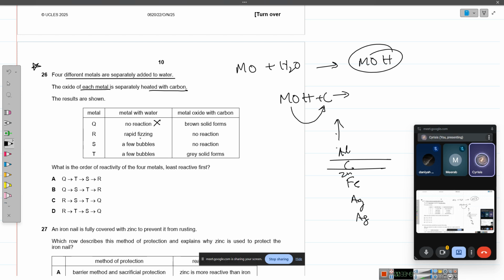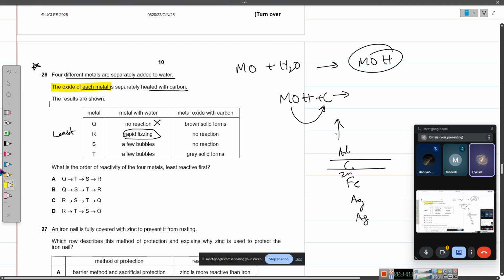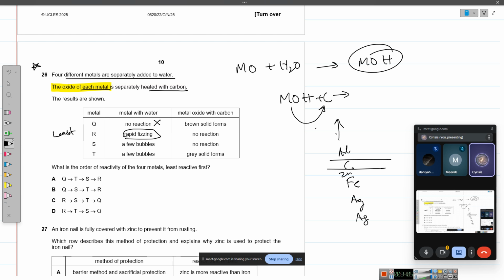Rapid fizzing means this is least reactive. Keep in mind, this is trying to trick you into doing so. We are not reacting metals, we are reacting oxides of each metal. Keep in mind that these are oxides of the metal, not the metals themselves. So oxides will only react with carbon when the metal is less reactive than carbon. Only then will the carbon react and reduce the metal for you.